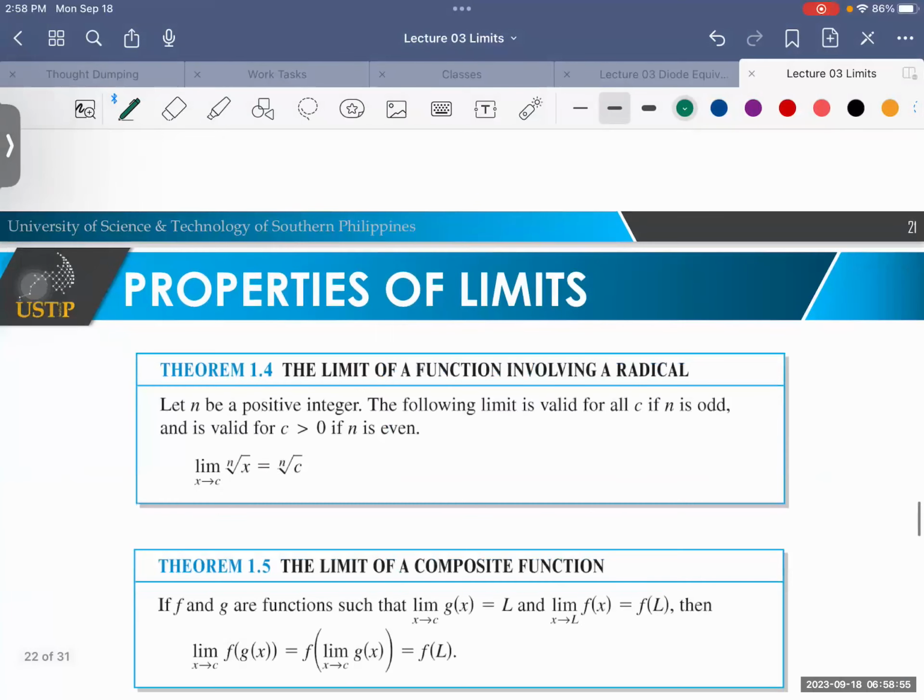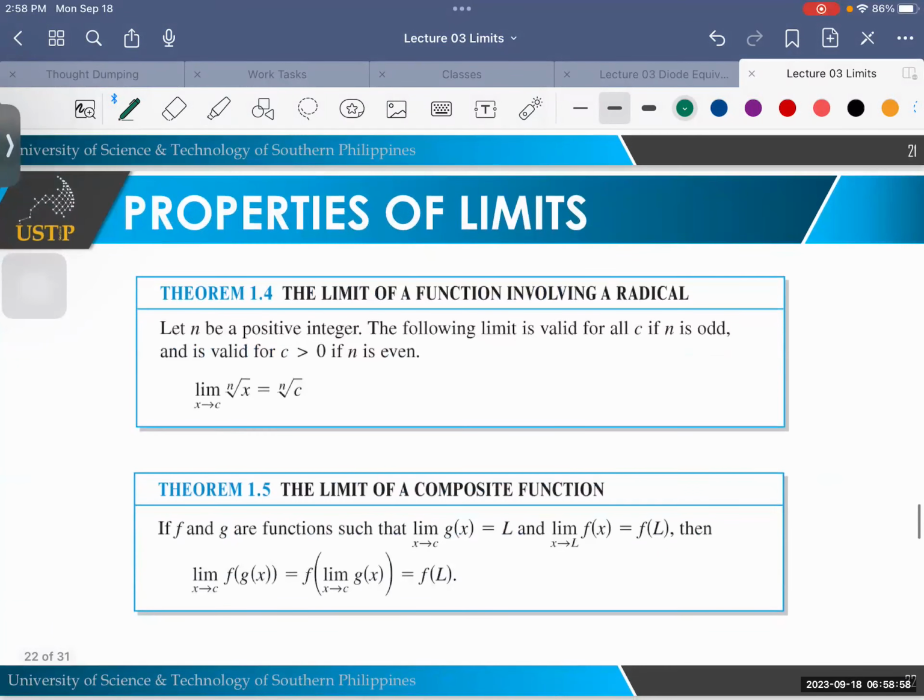Okay, moving on to the theorem, the limit of a function involving a radical. Same thing as for radical functions, we just substitute the value. The limit of a composite function, same lang class. It's as if getting the limit of the inner function, and then whatever the value of that limit, plug in sa value sa x sa f of x. Limit of g of x is equal to a value, and then that value is the x for f of x.